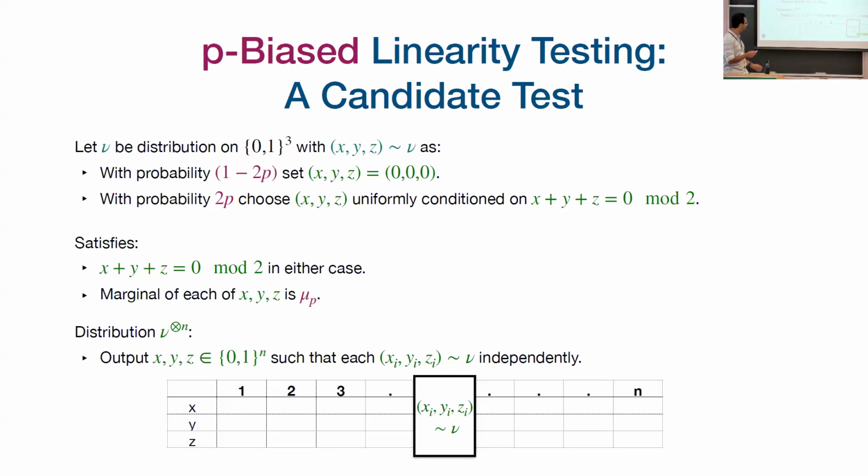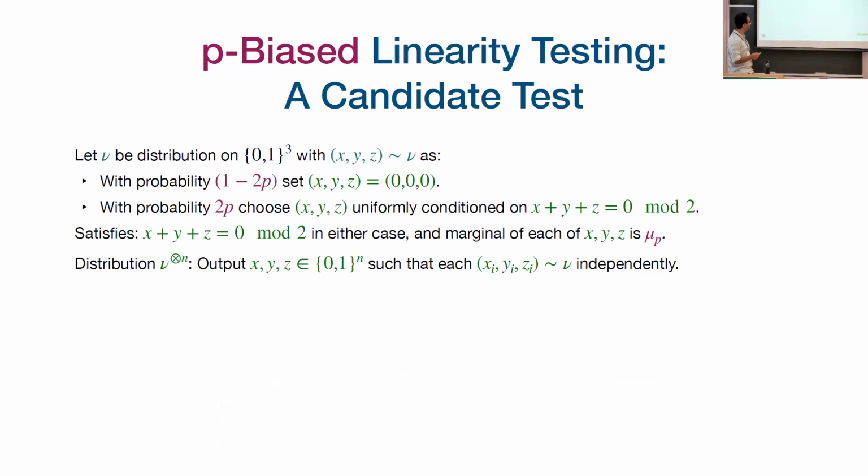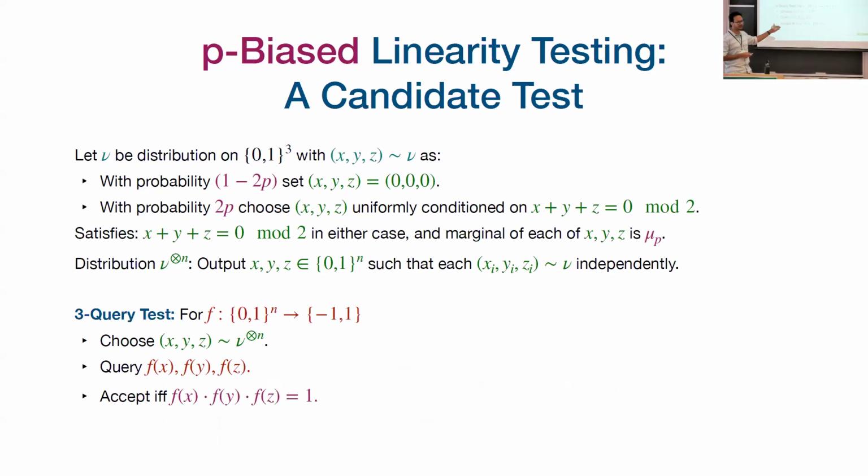So I hope the notation is clear, because it'll always be in the background. And now once I have this distribution, I can naturally write a test, which is essentially the BLR test, with this being the corresponding distribution. So this is just a summary of everything I said till now. The test will be: given a function f, I choose x, y, z from nu to the n, and I query f at x, y, and z, and I check if f of x times f of y times f of z is 1. So again, just note that because of the first property that x plus y plus z is 0 mod 2, essentially we always have that linear functions are accepted with probability 1.